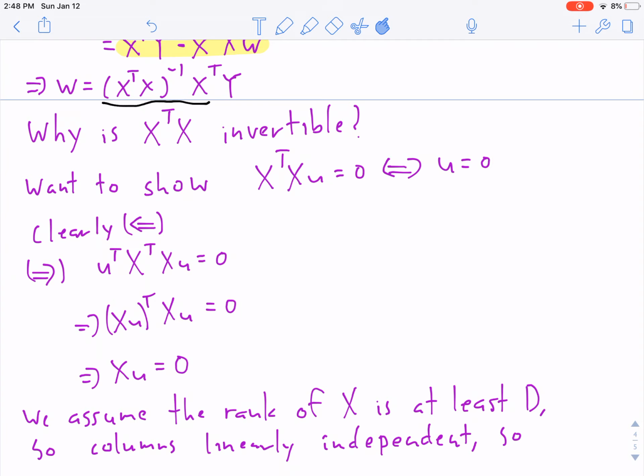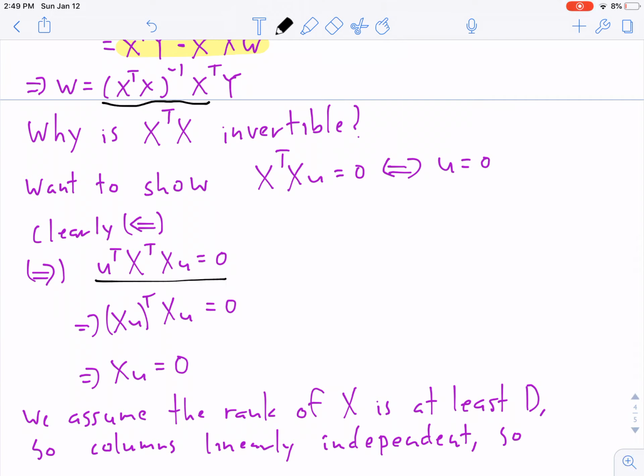Clearly, if u is equal to 0, then X^T X u must be 0, right? Because you're linearly transforming the 0 vector, so you're getting a 0 vector. And so then we want to show the forward direction. So we know that if X^T X u is 0, then u transpose times that will also be 0. So that's how we get our first line to start with.